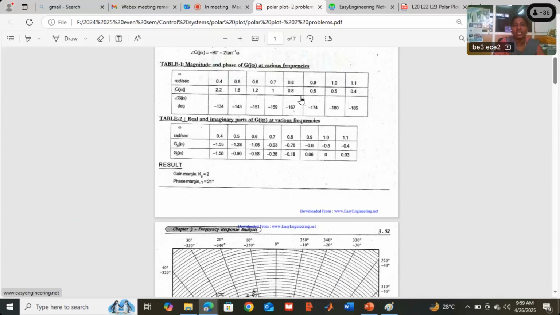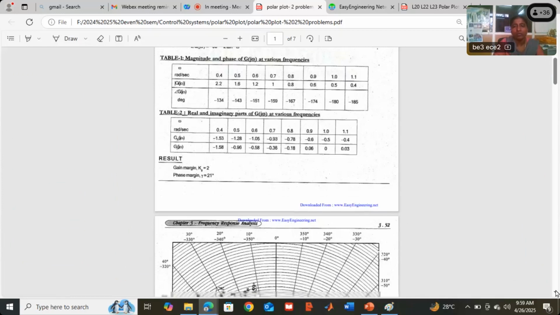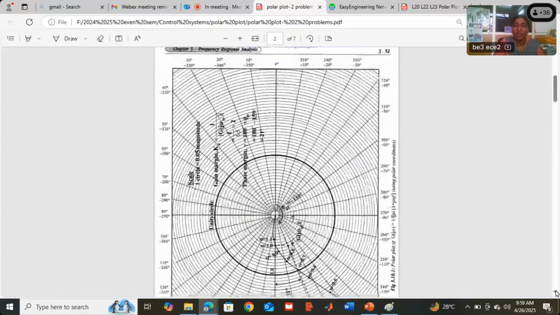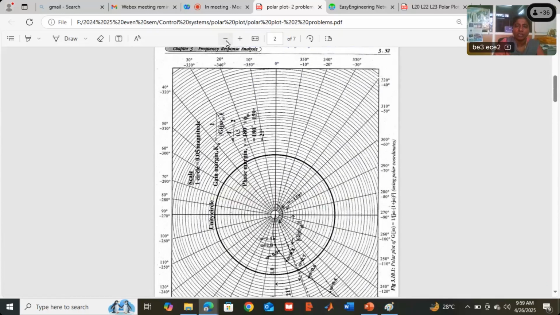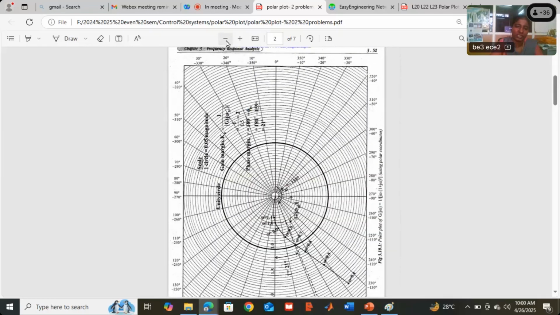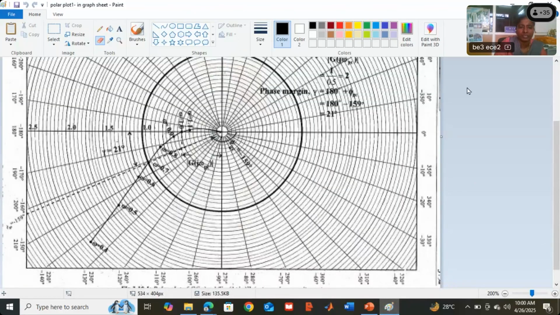Now I am going with the gain margin, phase margin calculation. What I showed you, the graph in Paint, now it is in the textbook. It is somewhat rotated. You please see here. Okay, I will go with this one only. So this is in the Paint. Okay, so now gain margin, phase margin.